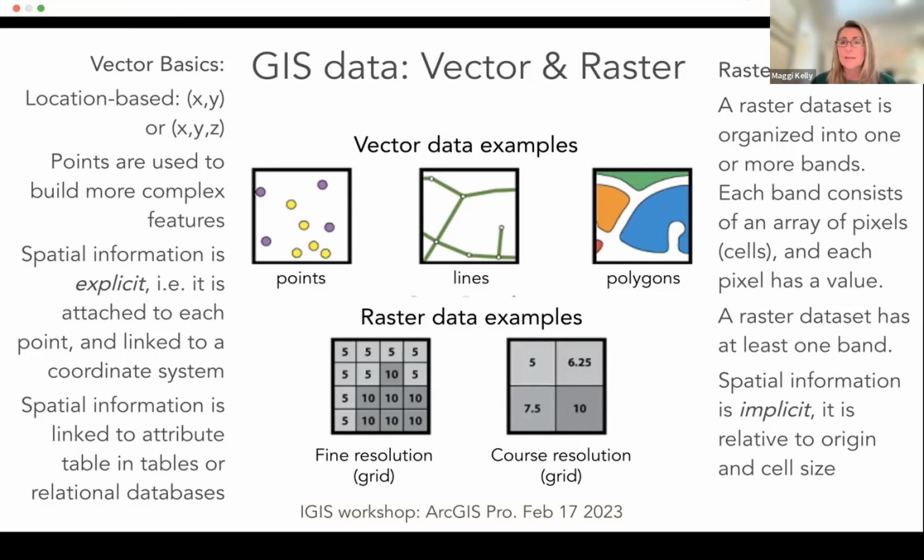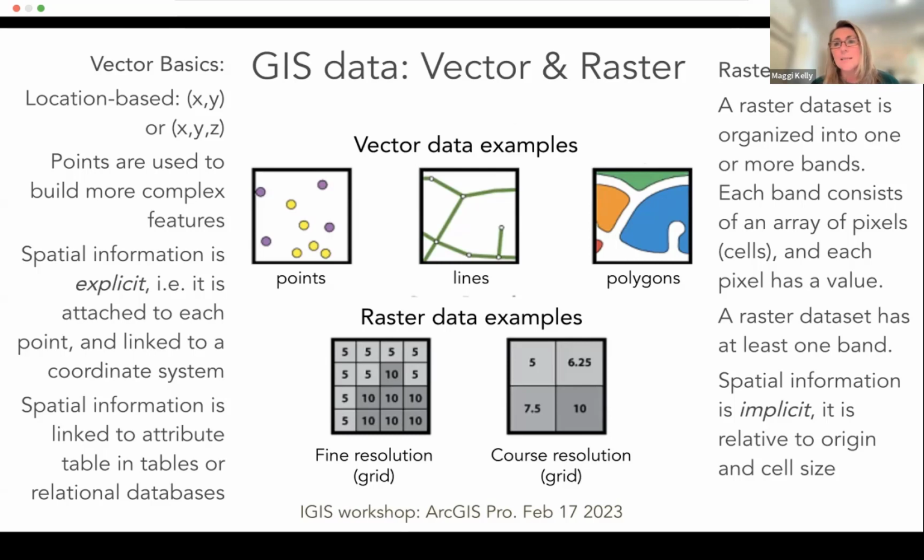Raster data, on the other hand: the fundamental element of raster data is a grid cell or a pixel. That data is organized essentially as arrays or a matrix of similar cells. Each cell has a value. Raster data can have different bands stacked together. You can have fine resolution raster or coarse resolution raster.